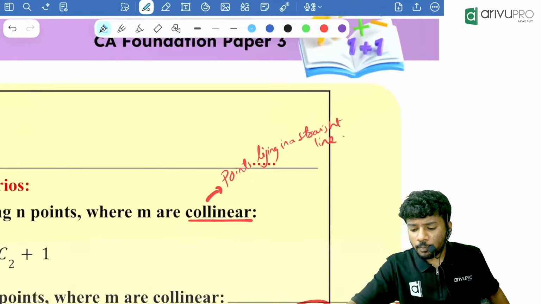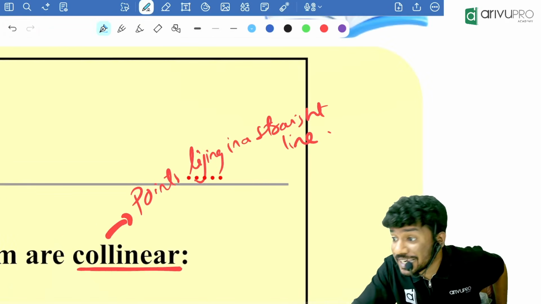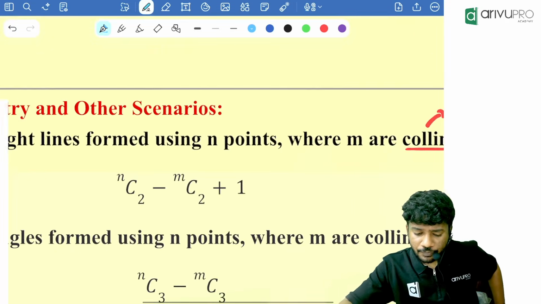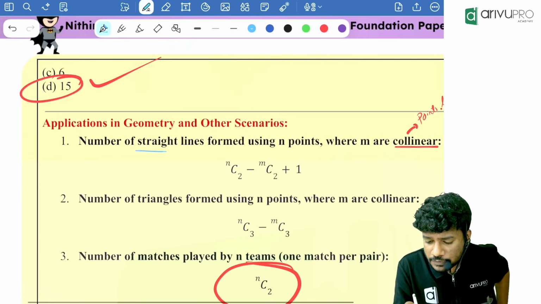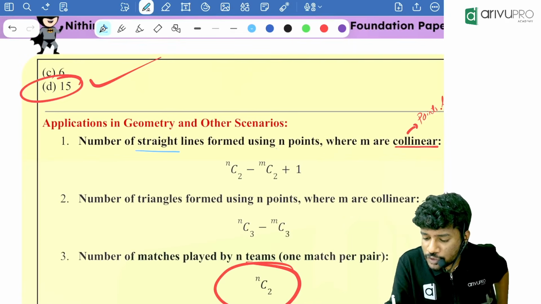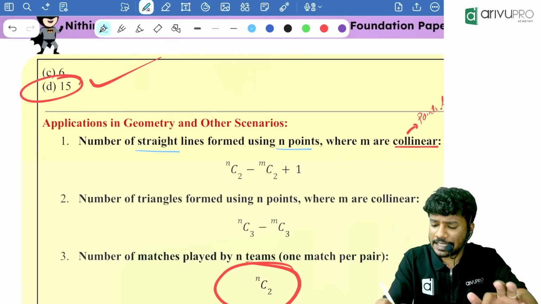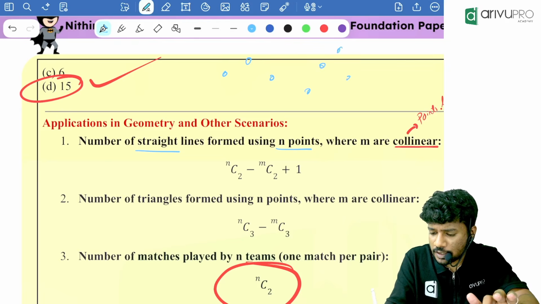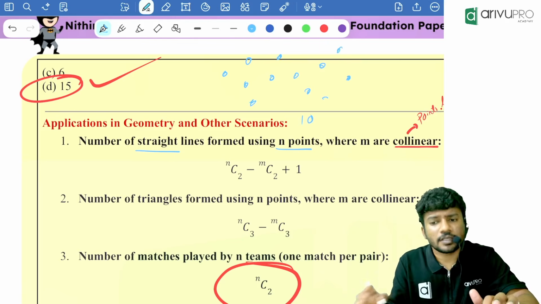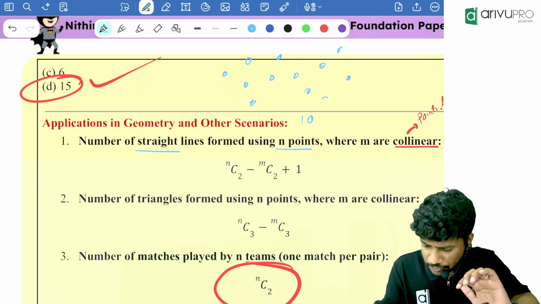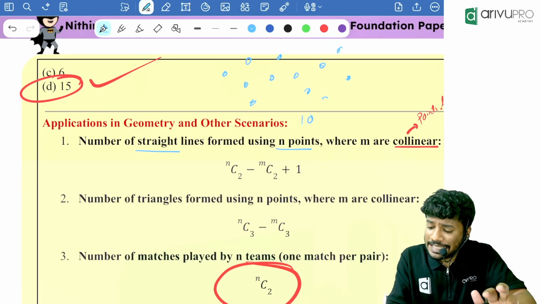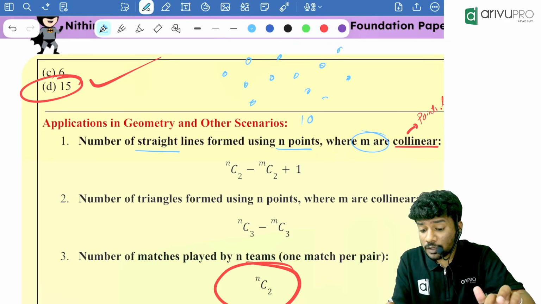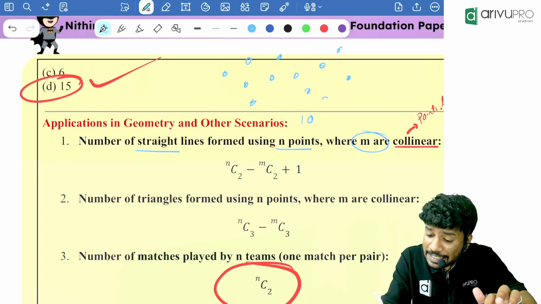Collinear means points lying on a straight line. Now people, the number of straight lines formed using n points. What do you mean by that? n points are there, randomly some points are there. Let there be 10 points in total, and they are telling m are collinear. m are collinear means m lie in a straight line.